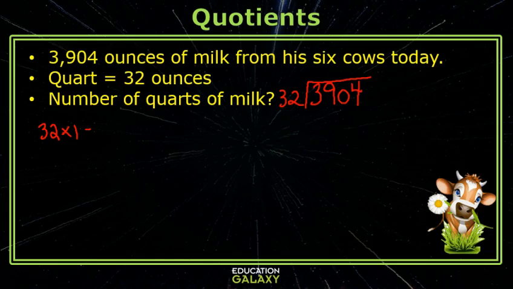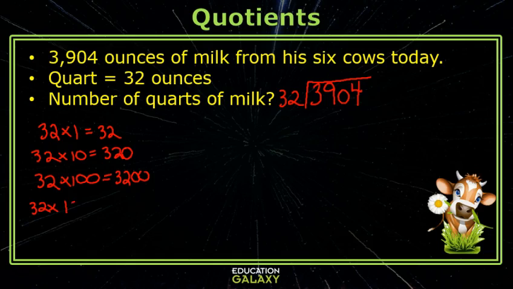So 32 times 1 is 32. 32 times 10 is 320. Remember, with powers of 10, you're just adding zeros. 32 times 100 is 3,200. 32 times 1,000 is 32,000. 32,000 is greater than our dividend, so we don't need this fact.